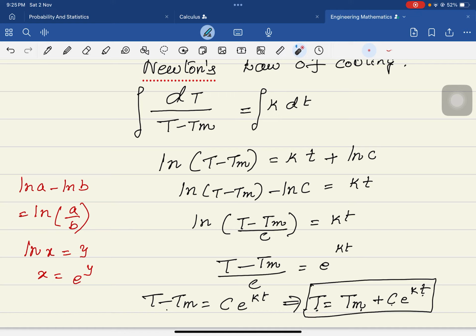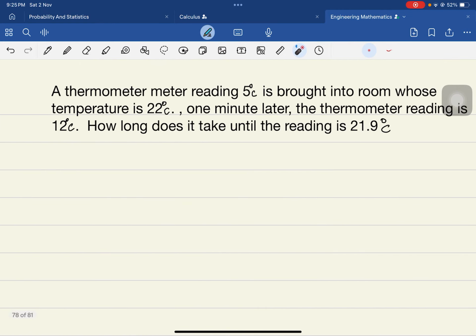So let us now solve one problem by using this particular law. A thermometer reading 5 degrees centigrade is brought into a room whose temperature is 22 degrees centigrade. One minute later, the thermometer reading is 12 degrees centigrade. So after a minute, the temperature of the thermometer has increased. And the next question is, how long does it take, that means how much time it takes, until the reading is 21.9 degrees centigrade.